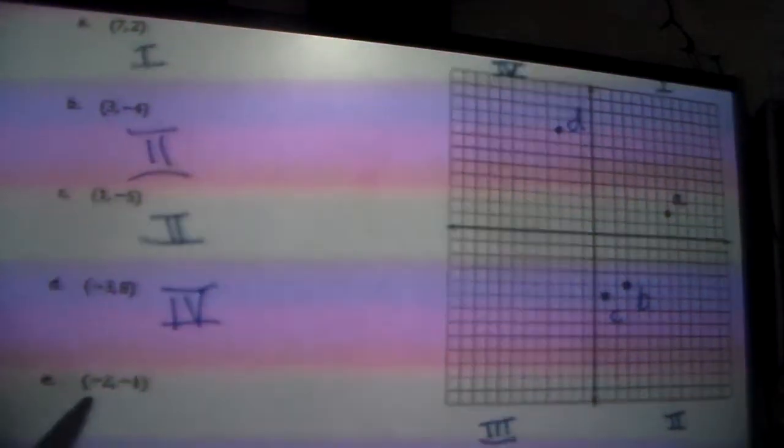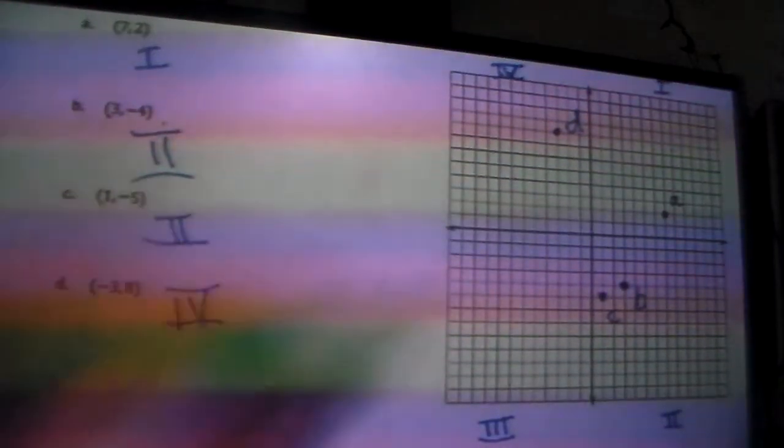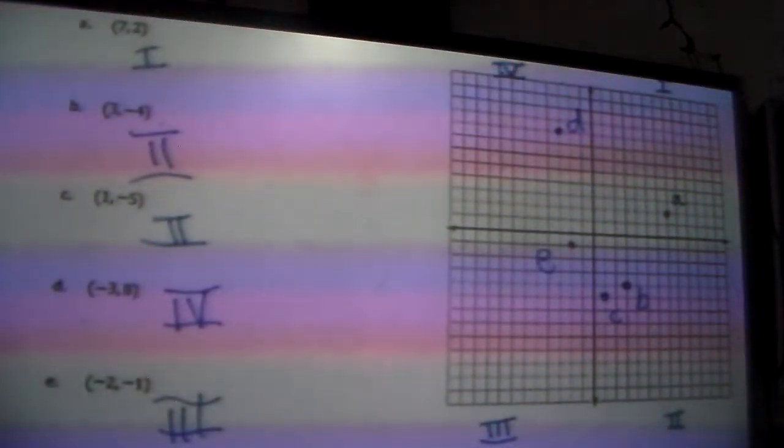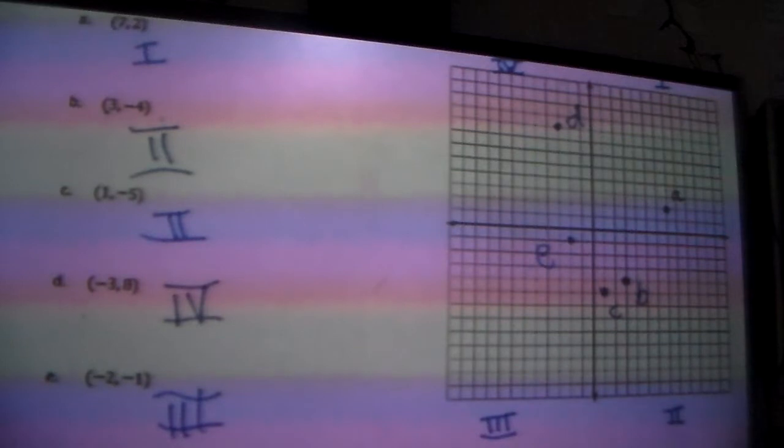And then finally we have (-2, -1). So that tells me to go left 2, down 1. There we go. This is point E. It is in quadrant 3. So A, we have 1, B 2, C 2, D 4, E 3.